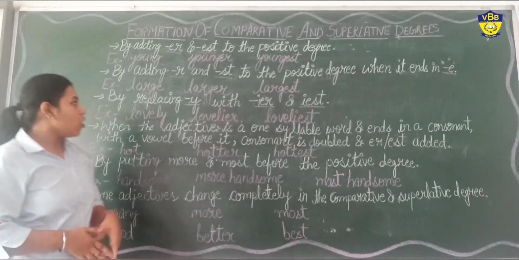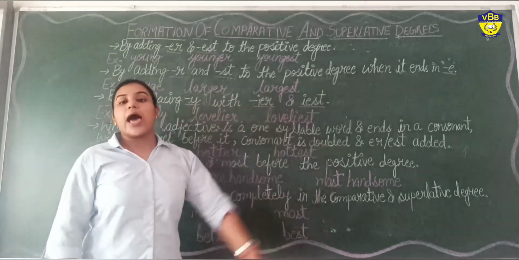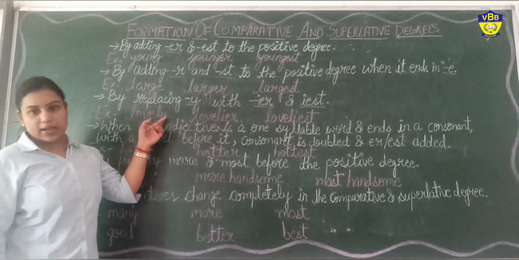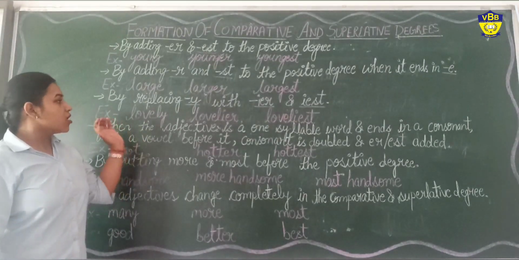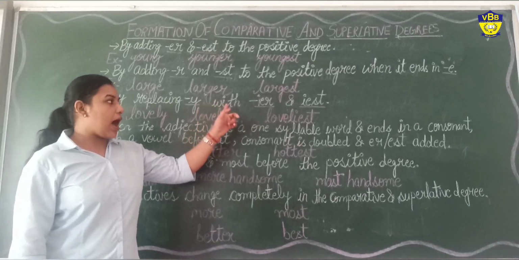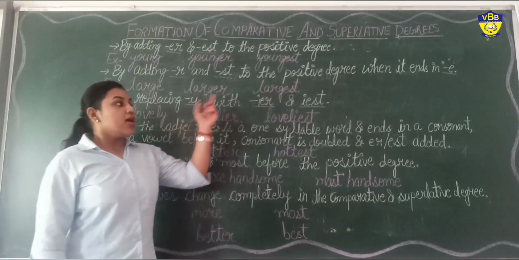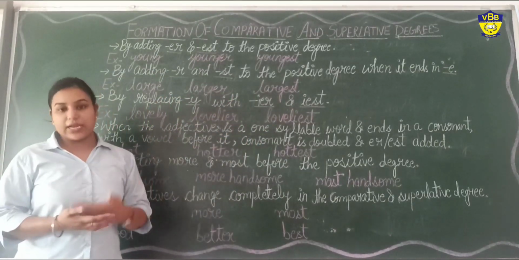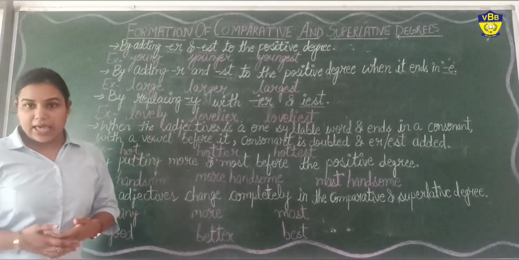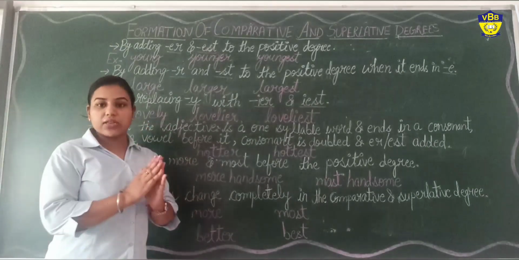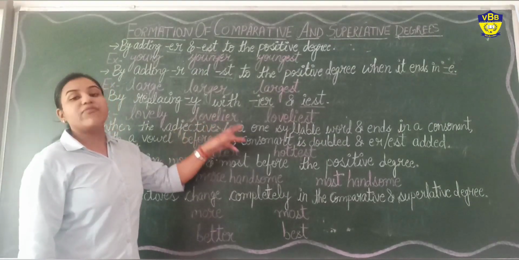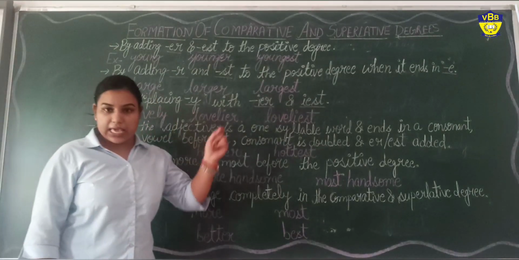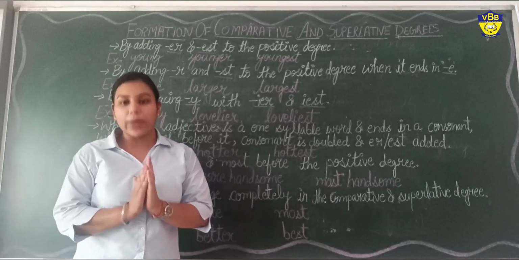Now by replacing Y with IER and IEST. If we find any word which ends with the alphabet Y in the last, what will we do? We just replace that Y with IER to get the comparative degree word, and if we replace that Y with IEST, then we would get the superlative degree word. For example, lovely is written here, so I just replace that Y with IER and I get lovelier in comparative degree. And if I replace Y with IEST, then I get loveliest for the superlative degree.